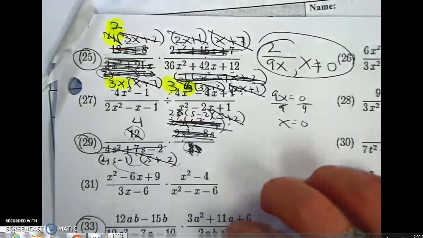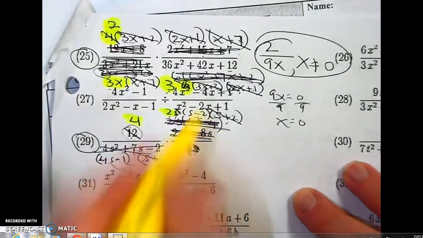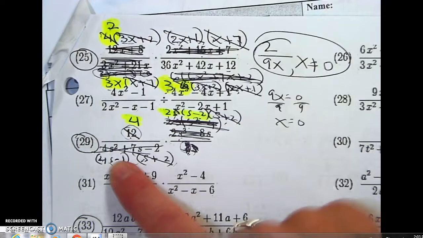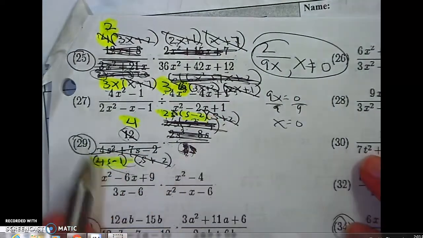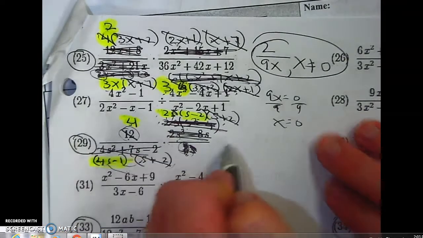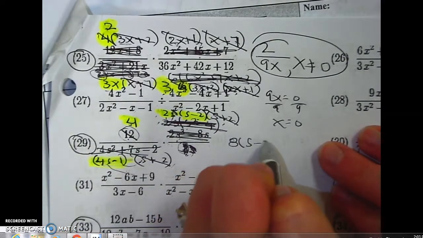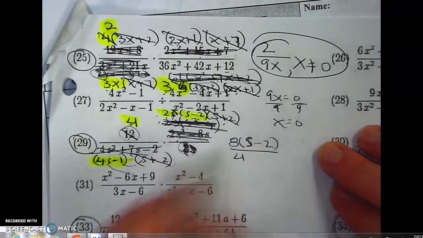And now I'm going to do a quick survey. I have a 4, a 2, and an s minus 2. And on the bottom I have a 4s minus 1. So I can't cross anything off, because this 4 is being multiplied, and this is with the minus 1. So 4 times 2 is 8, s minus 2. And on the bottom is 4. Let me make that look more like an s and less like a 5.